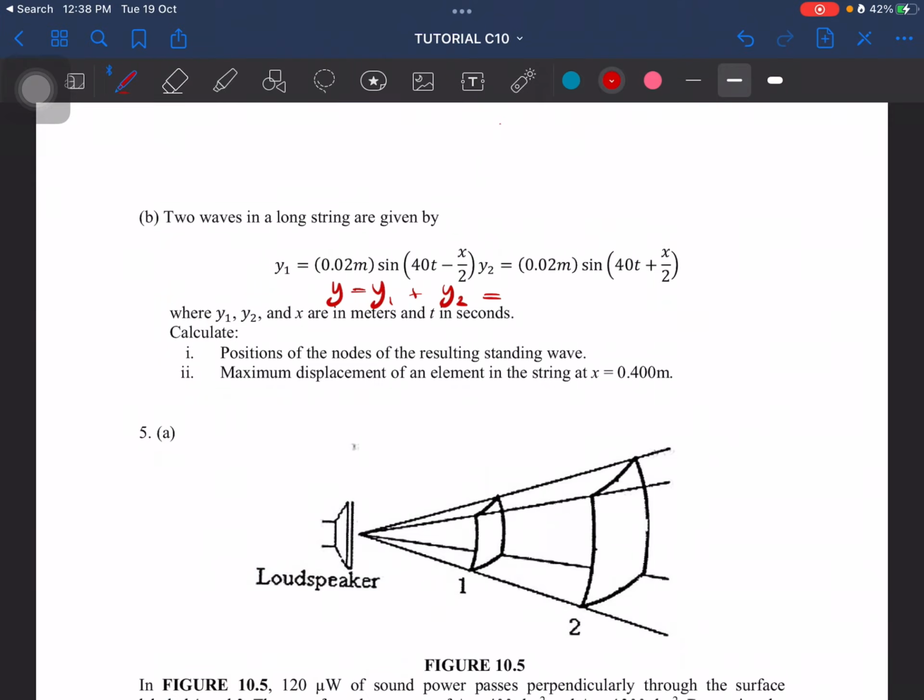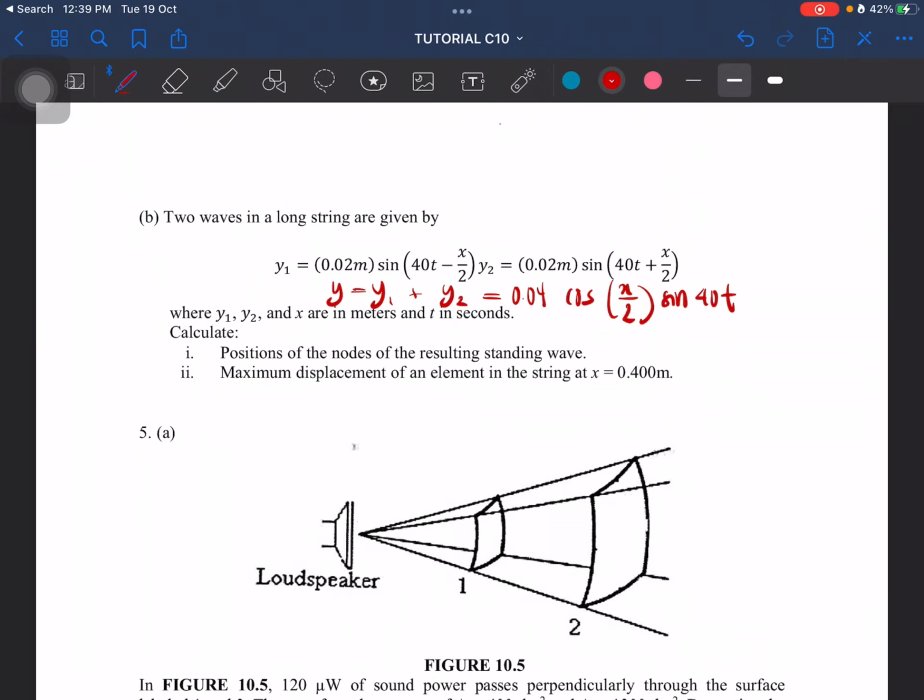Okay, so this will be 0.04 meter, 0.04 sine cos kx. So k is x over 2, sine omega t, which is equal to 40 t. Okay, so that is the resulting standing wave equation. So we have to find the position of the nodes. So nodes occur when y is equal to 0.